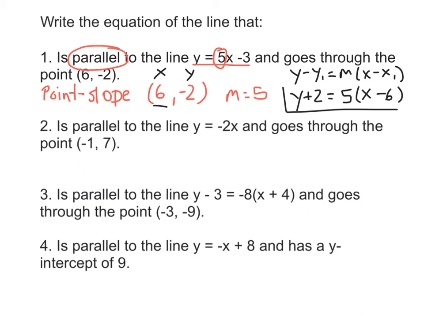So here's the equation that is parallel to the line y = 5x - 3 that goes through the point (6, -2). Now we're going to do the same thing for 2, 3, and 4. Why don't you try them, write them down, and then check back to see how you did.